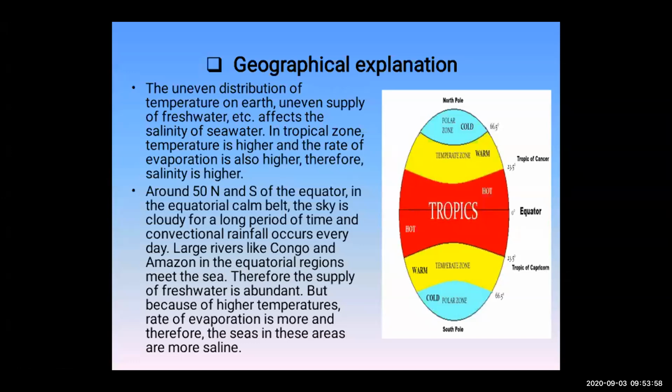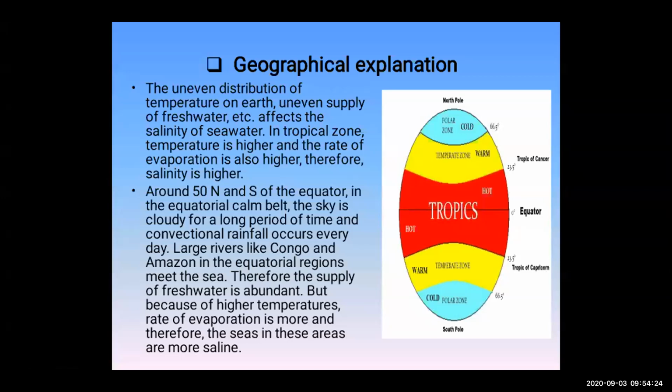Now, what is the tropical zone? The tropical zone is the region between the Tropic of Cancer and the Tropic of Capricorn. This is about the tropical zone.